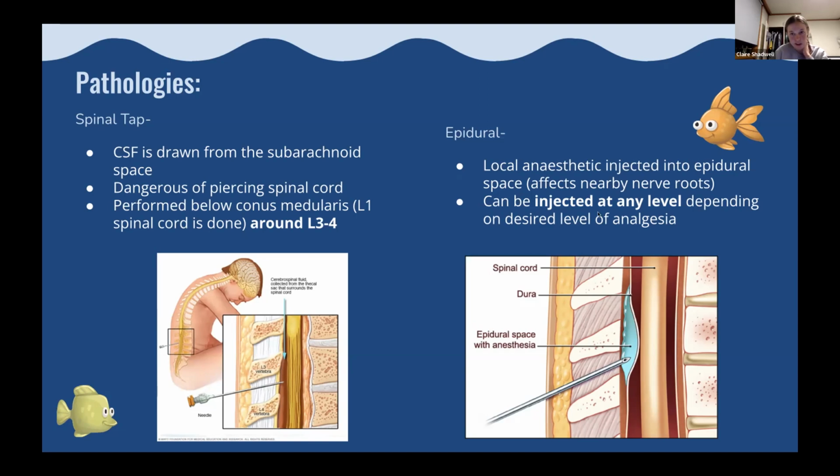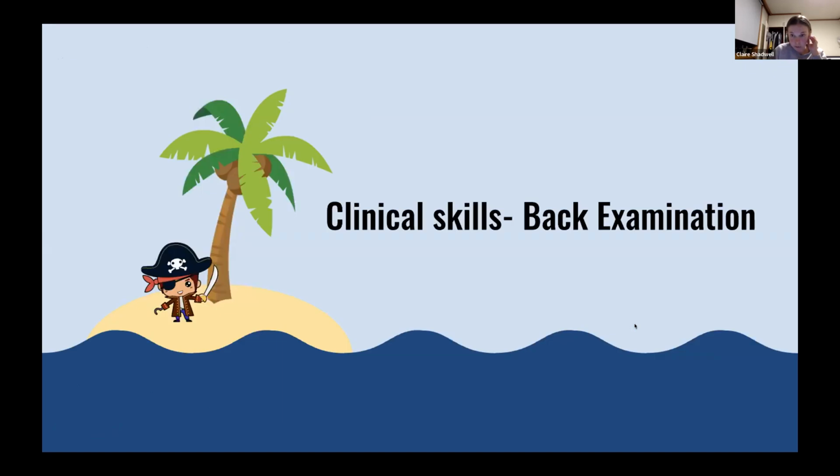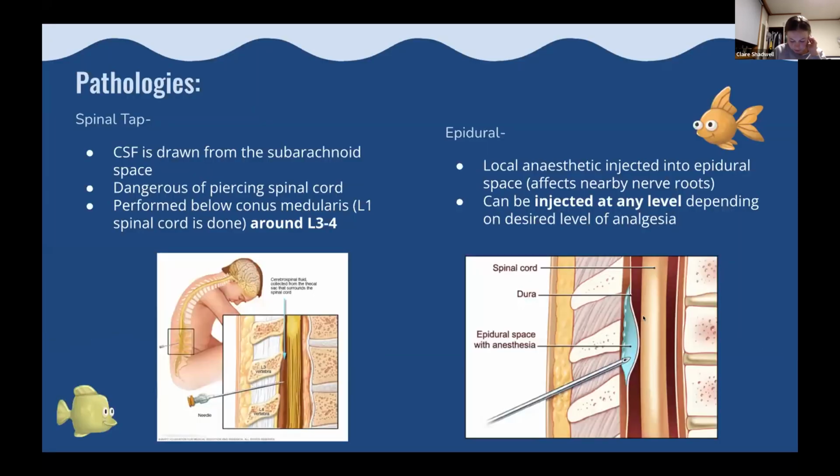But first you have the skin, and then you have the superficial fascia, supraspinous ligament, interspinous ligament, ligamentum flavum, epidural space, which is what we're getting to here, dura mater, arachnoid, and subarachnoid space, and that is what is containing the cerebrospinal fluid, and then you would get to the spinal cord.